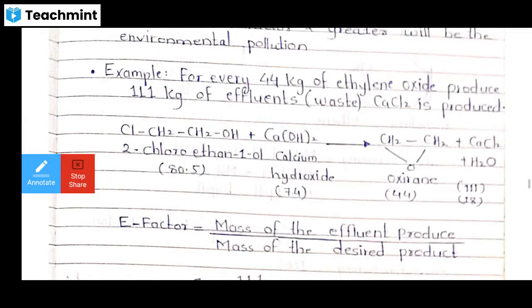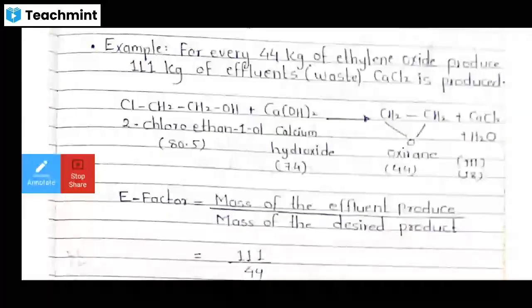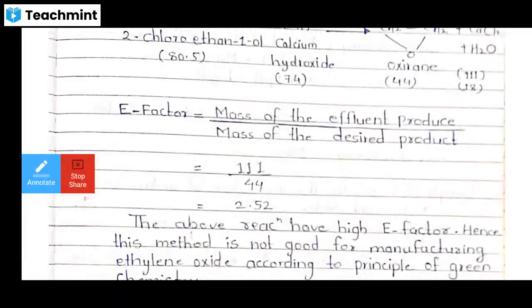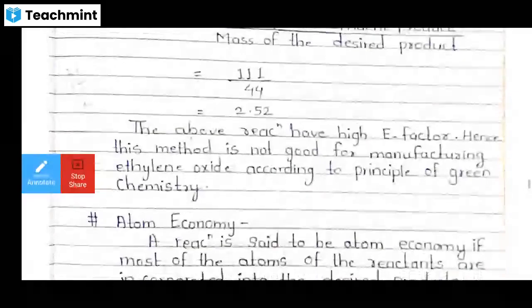Water is not hazardous. The required product is oxirane, that is ethylene oxide. Along with the required product, calcium chloride is the byproduct, that is the waste produced in this reaction. So the E factor is the mass of the effluent product, meaning the waste product, which is 111, divided by the mass of the desired product, which is 44. If you perform this calculation, you will get the answer 2.54.